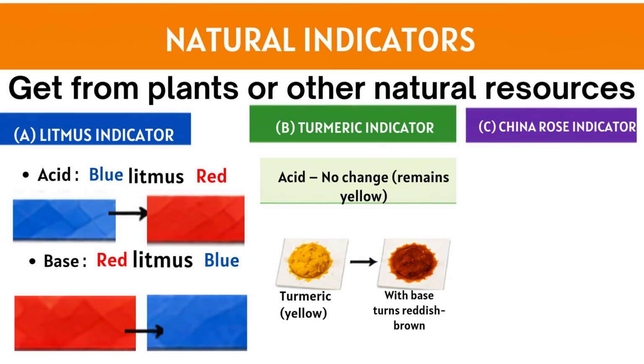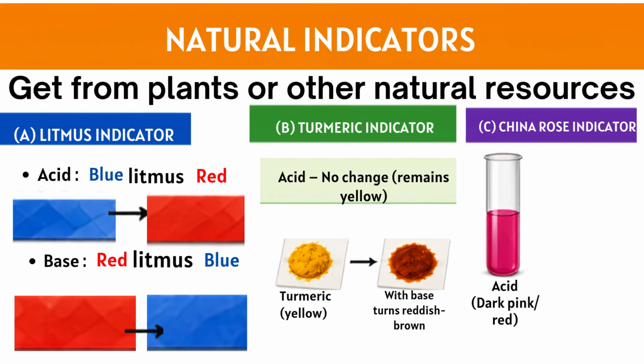Third indicator is China rose or hibiscus. In acidic solution, the color changes into dark pink or red. In the basic solution, the color changes to green. Similarly, there are many more natural indicators which react in different ways according to acidic and basic solutions.